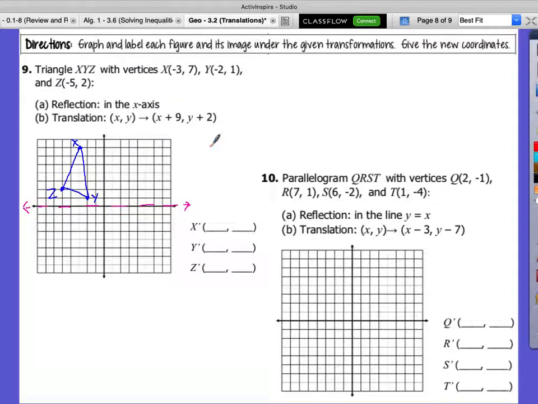What I like to do personally is, for each of my 3 points, I like to make kind of like an in-between step, okay? Because that helps me keep my head straight.